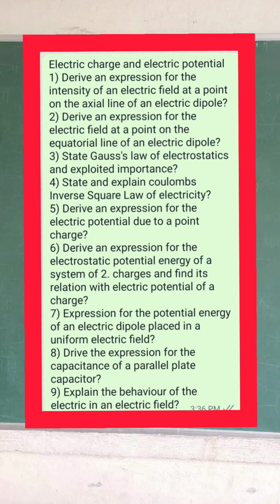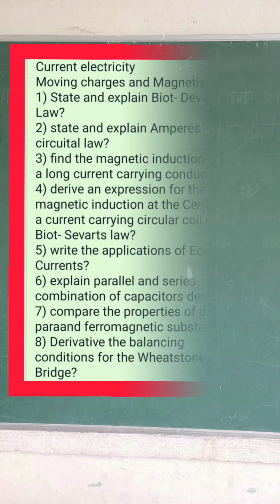Derive an expression for the electric potential due to a point charge. Derive an expression for electrostatic potential energy of a system of two charges and find its relation with electric potential of a charge. Expression for the potential energy of an electric dipole in a uniform electric field. Derive the expression for the capacitance of a parallel plate capacitor.